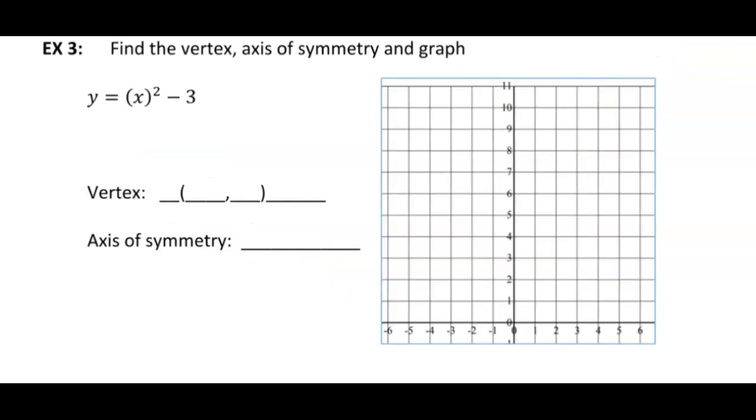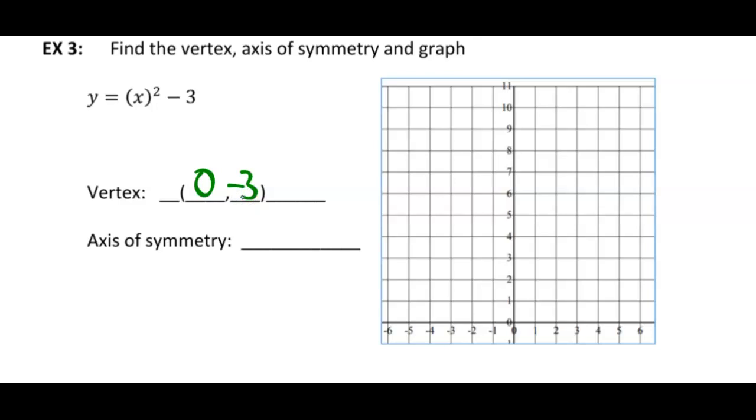Y equals x squared minus 3. What number is being added to my x in this case? Correct, nothing. So what's opposite of nothing? Well, nothing. Okay, what's my y value going to be? It's going to be negative 3.